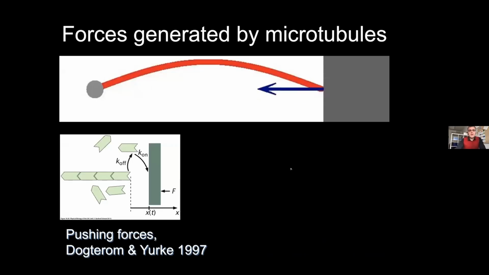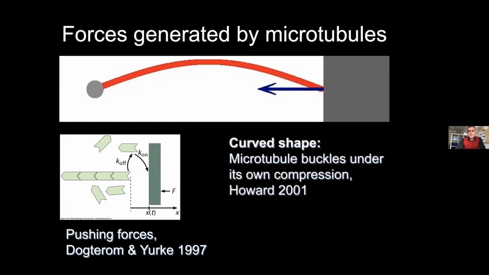So I have shown here these pushing forces. I have shown this microtubule being curved, but what one can see from this type of experiment, where the microtubule was growing against a barrier, is that it not only exerted a pushing force, but also that the microtubule is getting curved, and this curved shape happens because of this force, the so-called buckling force.